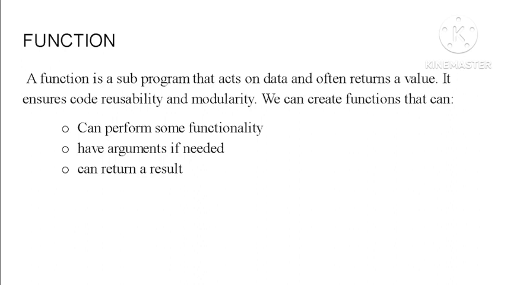A function is a piece of code which is reserved like a ready-made product. Whenever you want to execute that code, you need to call that function. So a function can perform a particular functionality, say for example, to find the answer of a particular expression. It can have arguments if needed. We'll see what arguments are, and a function can return a result. Of course, when you do some process, you get a result.